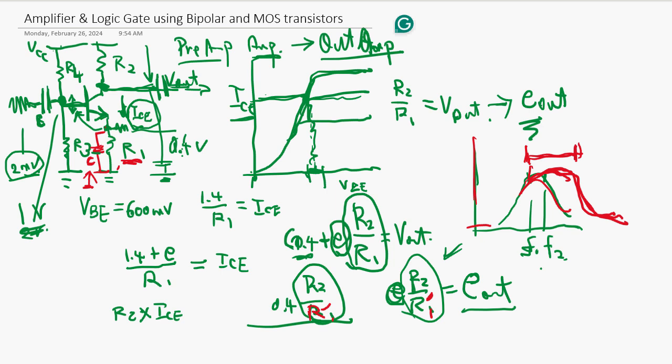So go through several stages. If it's 10 times, 10 times, 10 times, it's going to be 1000 times the initial 2 millivolt. If it comes from some kind of media, it could be an IC chip. The audio signal can be small, but we can amplify it to 2 volt, and that goes to the speaker. Okay, so that's the bipolar.